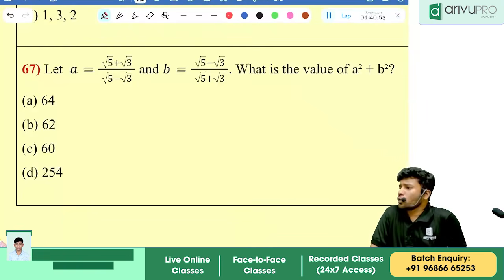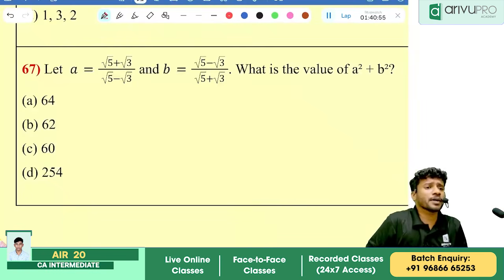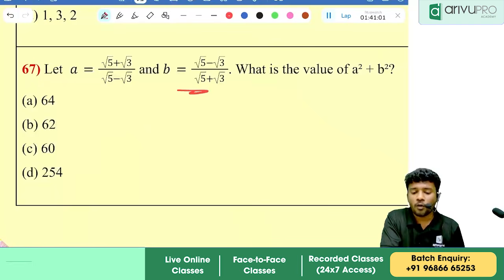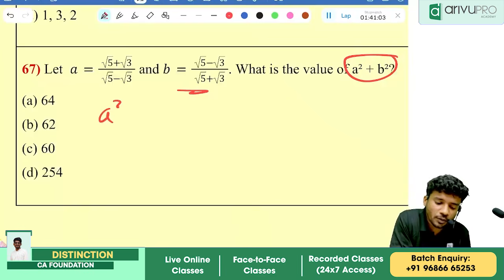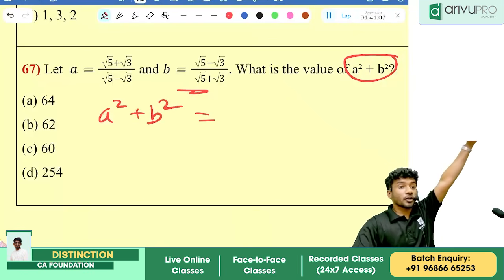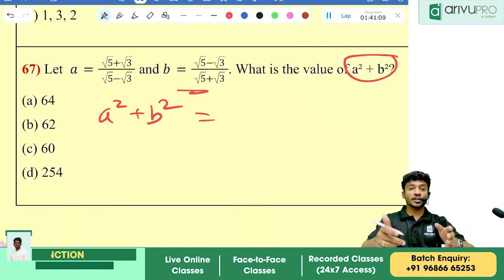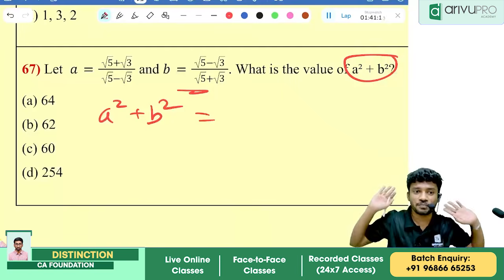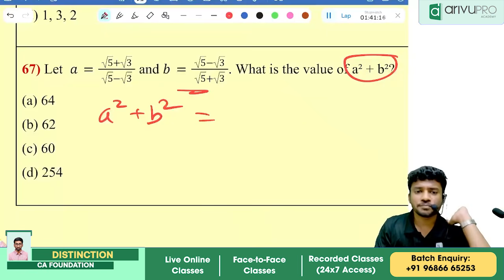A is equal to root 5 plus root 3 divided by root 5 minus root 3. B is equal to root 5 minus root 3 divided by root 5 plus root 3. What is the value of a square plus b square? Now, if you were in your school, you would take the value over here and multiply with the conjugate and all, it will take eternity to solve it. But, do you have a calculator?